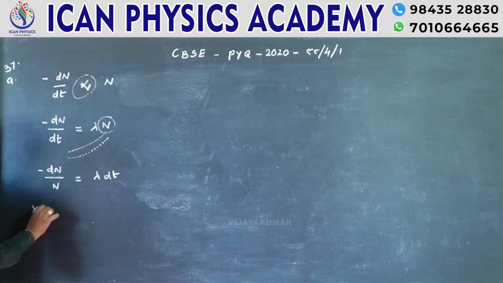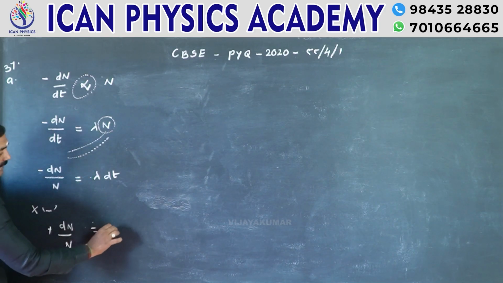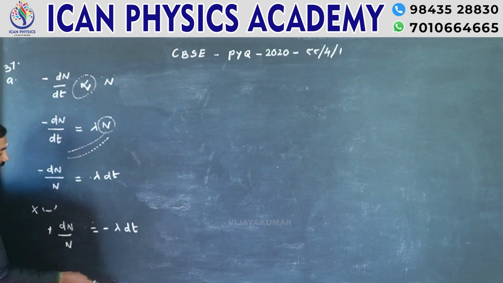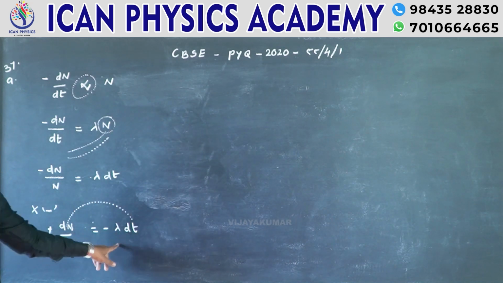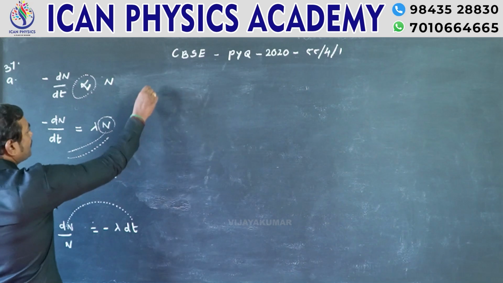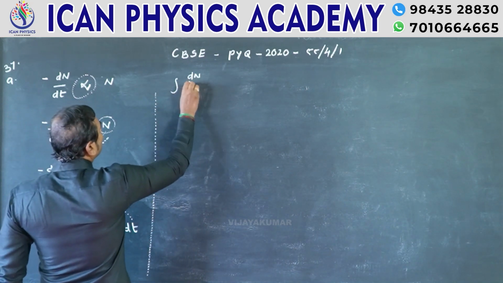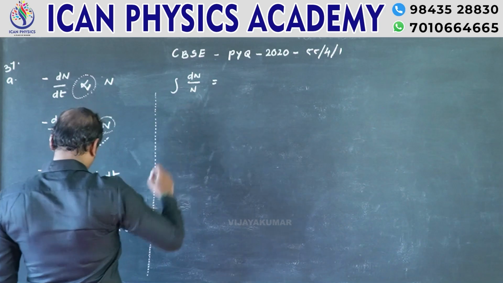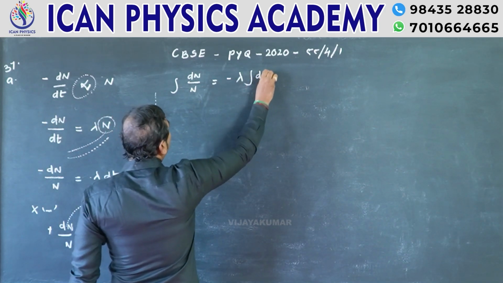Now it is multiplied by minus. So minus into minus becomes plus, and minus into plus is minus: dN by N equals minus lambda into dt. Now on both sides we have differential form, so integrate on both sides. So integral dN by N equals minus lambda into integral dt.